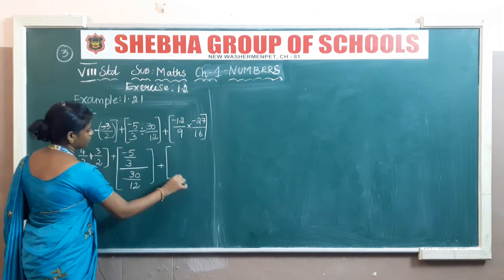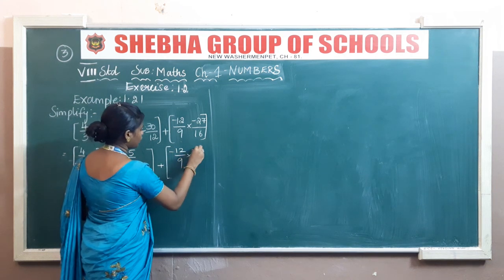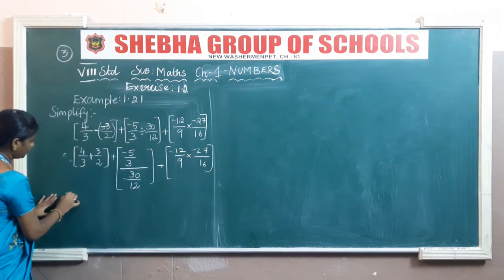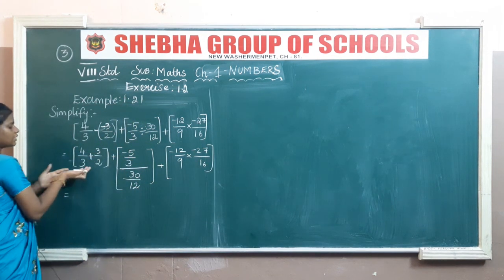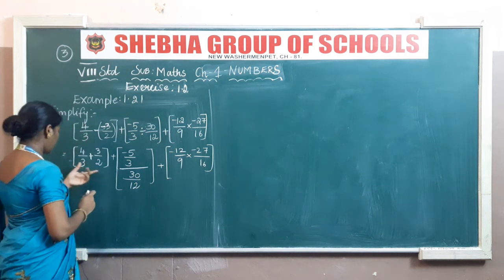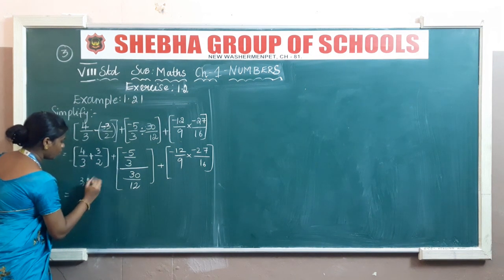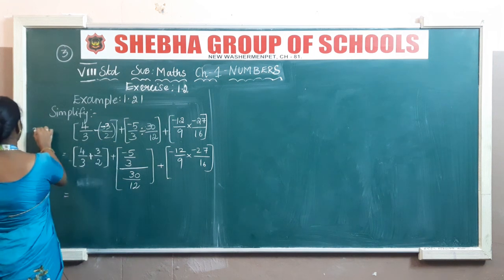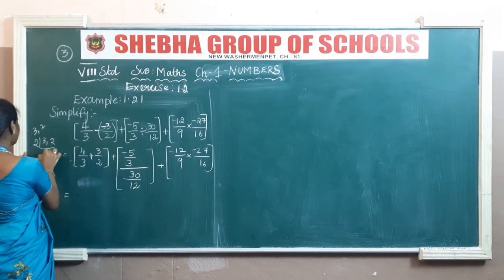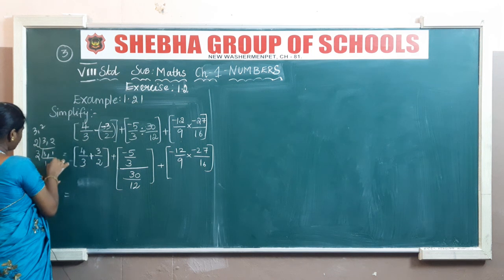Plus this value minus 12 by 9. We write this value the same, into minus 27 by 16. And then for this part we have to take the LCM. Okay, 3 and 2 are there. So we take the LCM of 3 and 2. The LCM of 3 and 2 is 6, 2 threes are 6, 3 twos are 6.